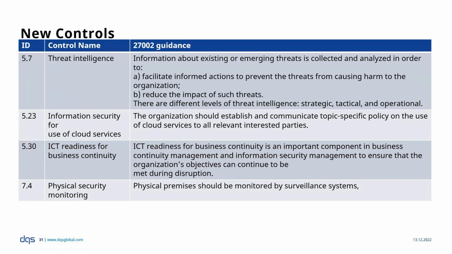Information about existing or emerging threats is collected and analyzed in order to facilitate informed actions to prevent the threats from causing harm to the organization, reduce the impact of such threats, and also it notes that there are different levels of threat intelligence: strategic, tactical, and operational. So for all of these controls, all of the new controls, I have the excerpts from the 27002 guidance in these charts.